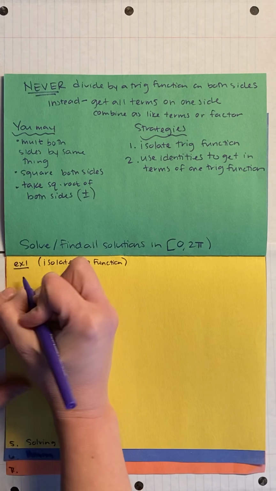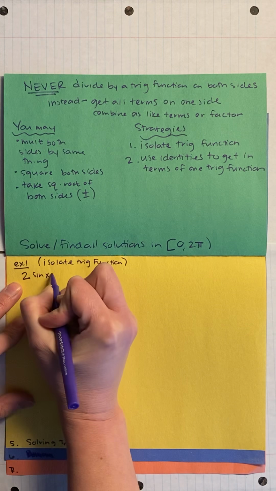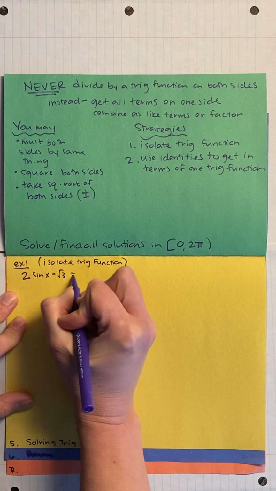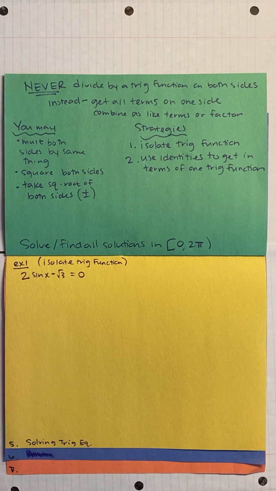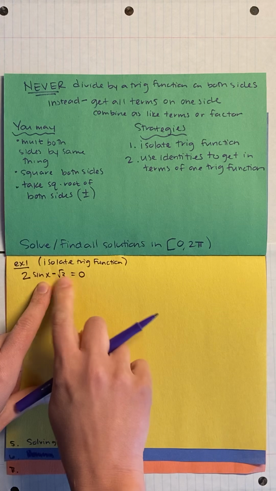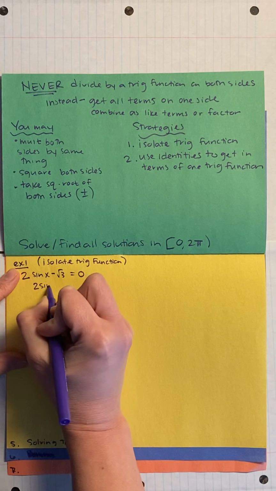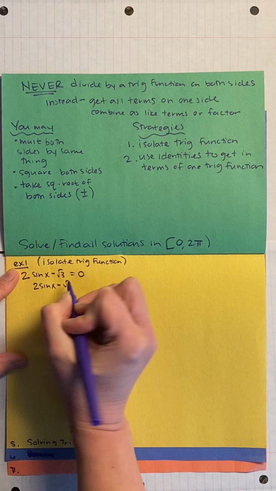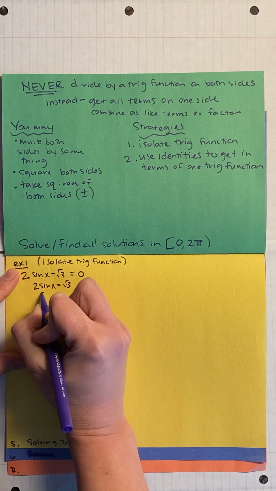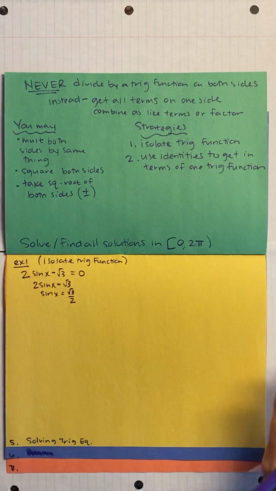So the example is 2 sine x minus root 3 is equal to 0. Just like you would isolate x, we're going to first isolate sine of x. So I would add root 3 to both sides, and then divide both sides by 2. So it becomes sine of x is equal to root 3 over 2.